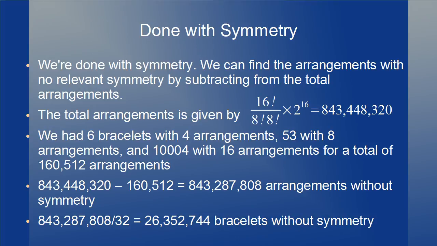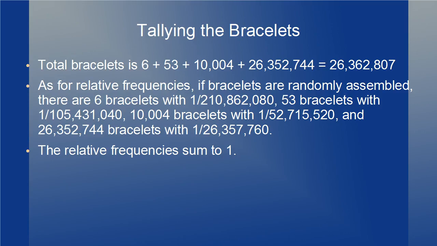843,287,808, and the theory predicts that this number will divide precisely by 32 to give precisely the number of bracelets without symmetry, and amazingly it does. The work is all done, and it's a small matter to tally the numbers and compute the relative frequencies. Relative frequencies here all reduced to a 1 in the numerator, giving the idea how hard it would be to get any kind of symmetry under the dihedral group of 32 if all the bracelets are randomly assembled.